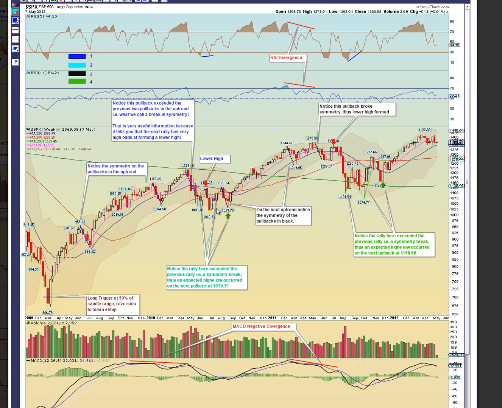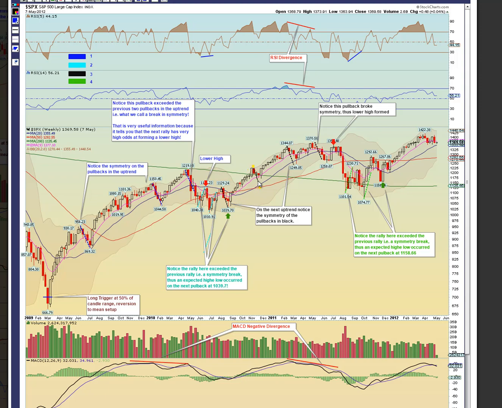Market pulled back quite a bit, but notice it made a lower high here. That was a very low risk buying opportunity. Again, symmetry didn't tell you where it would stop, but just knowing the fact that you were going to form a lower high would have told you to be on the lookout for a trigger to go long. And you could see that provided a beautiful long trigger somewhere in here. Now you note this pullback in black from here to here. That's your next pullback to watch.